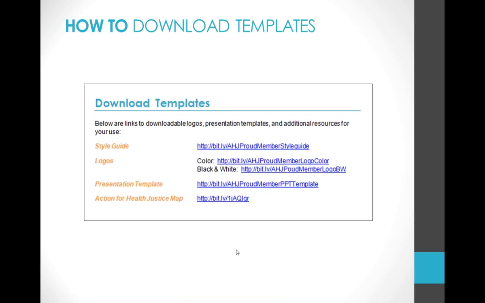So the next part is how to download the documents. Within the style guide, there's a section that says download documents and download templates, and here you can click onto the actual style guide itself and the different logos. You can access the color folder and the black and white folder, and in each of those folders you will have an EPS, a JPEG, and a PNG version of the logo.